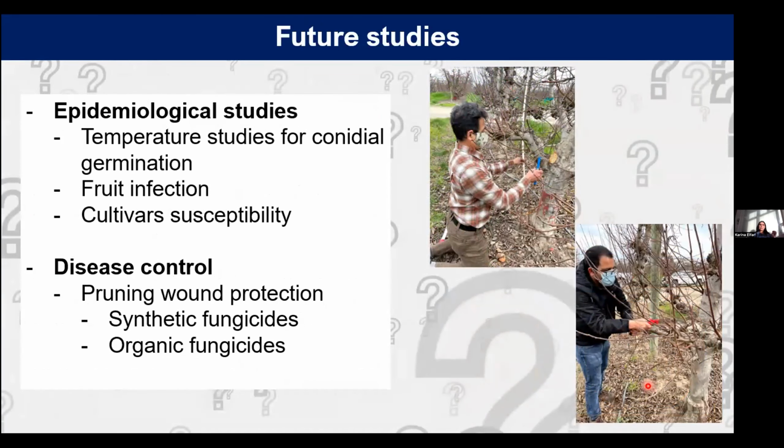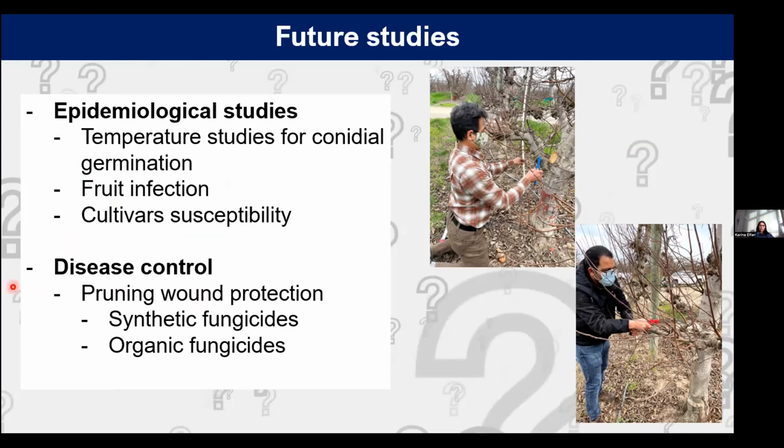So our future studies: we want to continue with some epidemiological studies, just to check which temperatures will allow conidial germination, and also if all these pathogens are able to cause fruit infection. And also we want to check different cultivar susceptibilities. And in case those pathogens are able to cause fruit infection, I would like to know the time when they start infecting fruit.